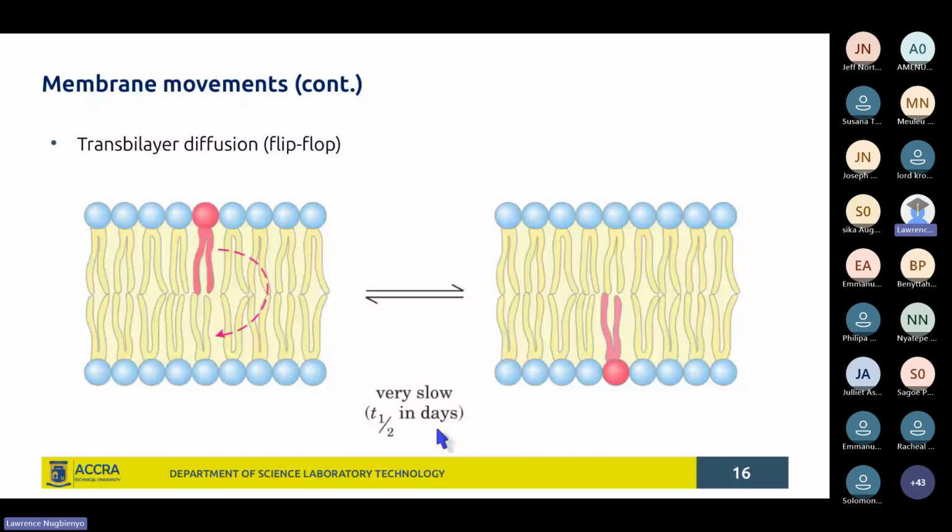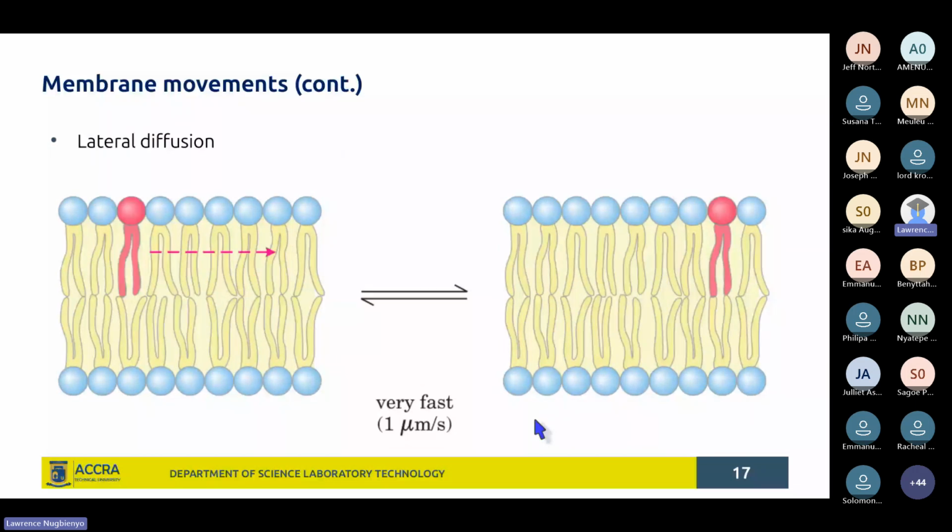And we say that the membrane is fluid, so movements occur in different ways. Such movement of a lipid from outside to the inside can occur, but it's very slow. This can take a number of days to occur, say maybe 2 days, 3 days, and then there's a full movement of the phospholipid from one layer to the other layer. So that is one of the uncatalyzed.